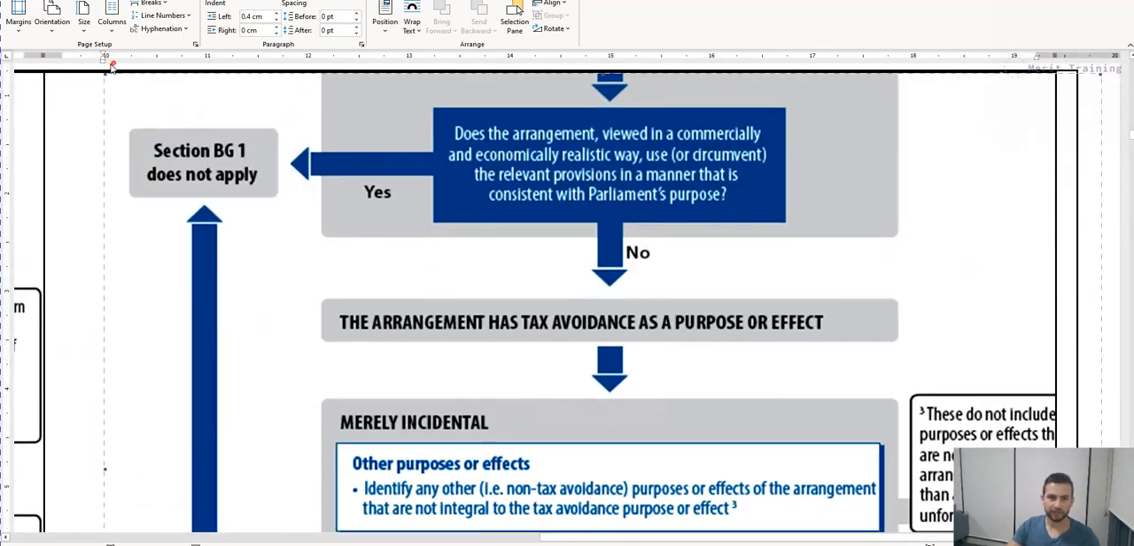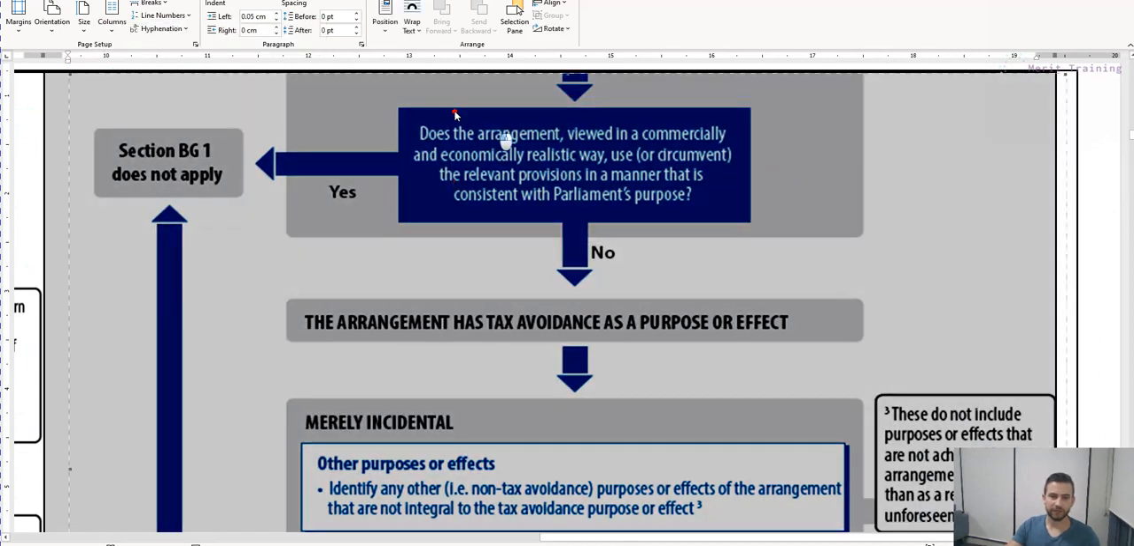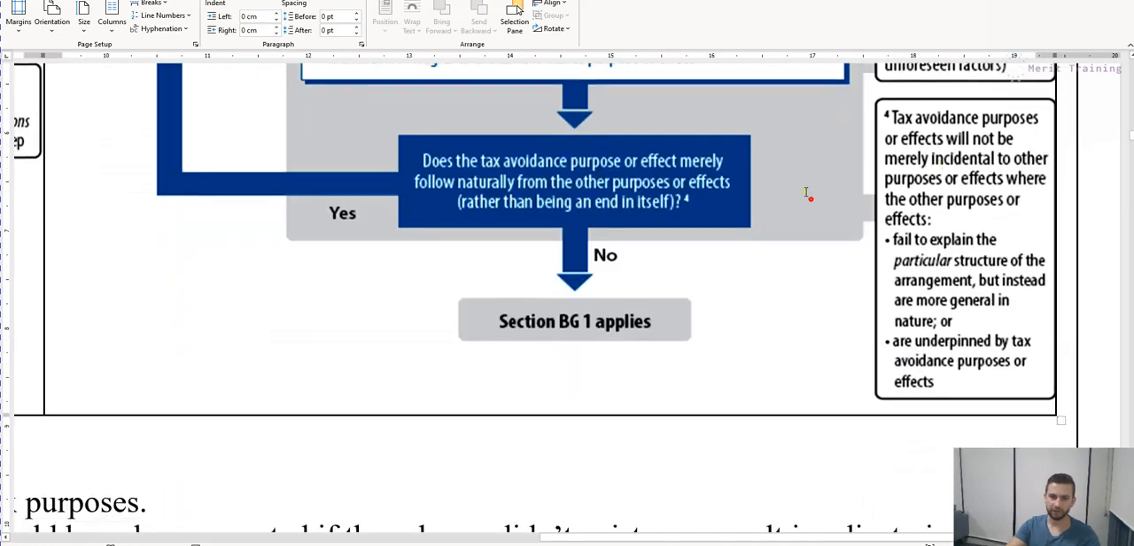Okay, so the next flowchart, we've just split it over two sections. Does the arrangement, viewed in a commercially and economically realistic way, differ? Because obviously there's a difference on paper and in real life. So this is why we do this parliamentary test.